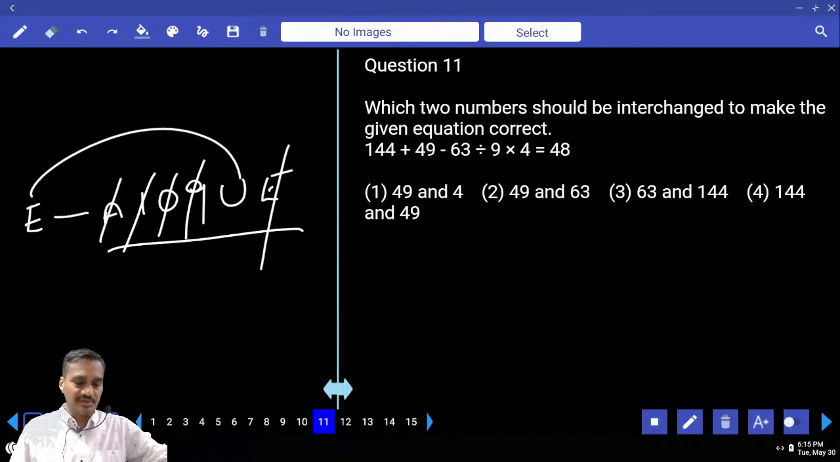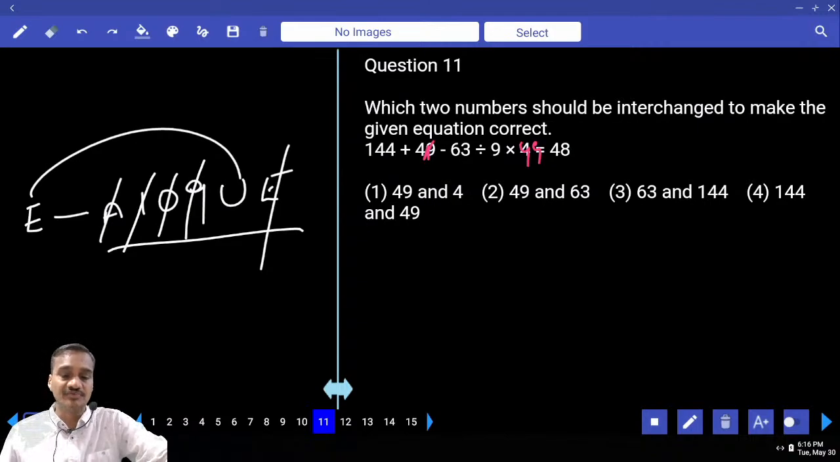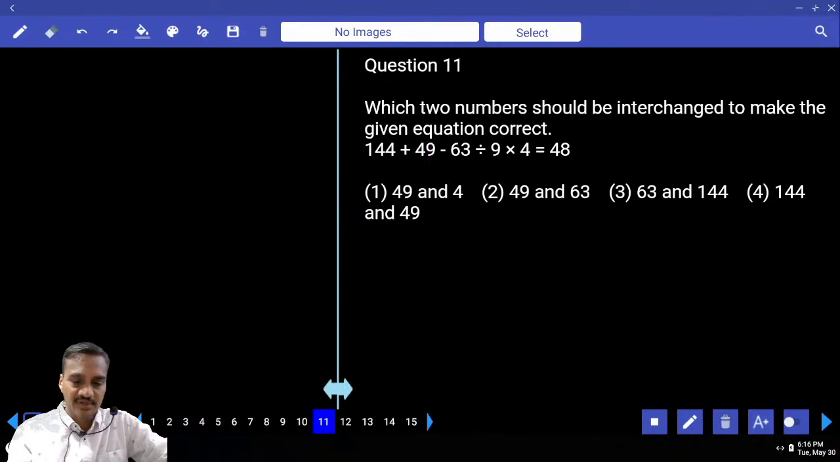Now in this question number 11, 144 and which two we need to interchange? 49 and 4. And 49 and 4, if we interchange, we get the answer. Now 49 and 4 if you observe here, 4 comes here, right? And here 49. Now if you take 49 here, then 63 divided by 9, 7. 7 into 44, it is a huge number, right? Hence it cannot be an answer. Then coming to choice 2, 49 and 63. Now this is 63 and this is 49. 49 divided by 9 is not possible, that is ruled out.